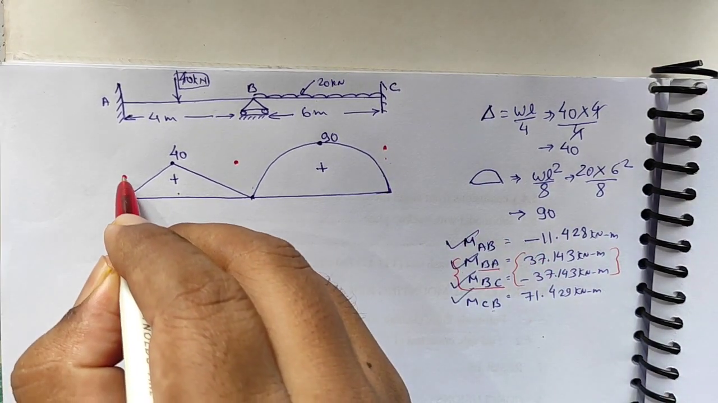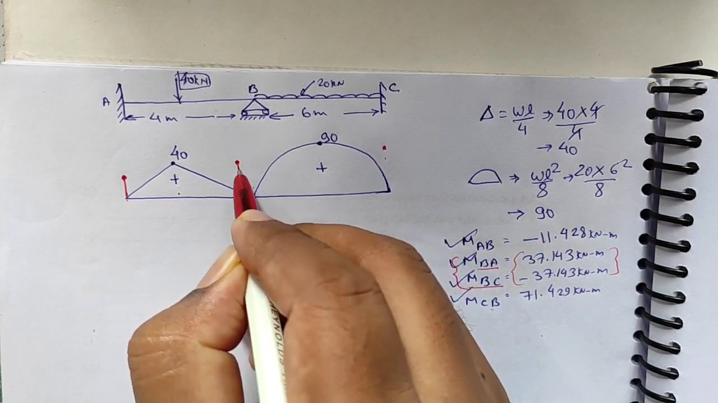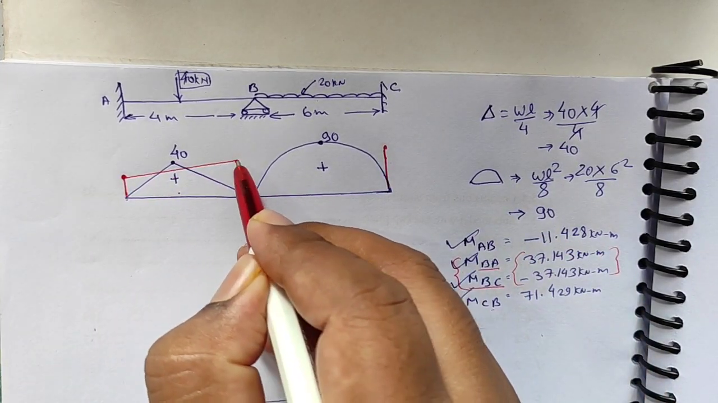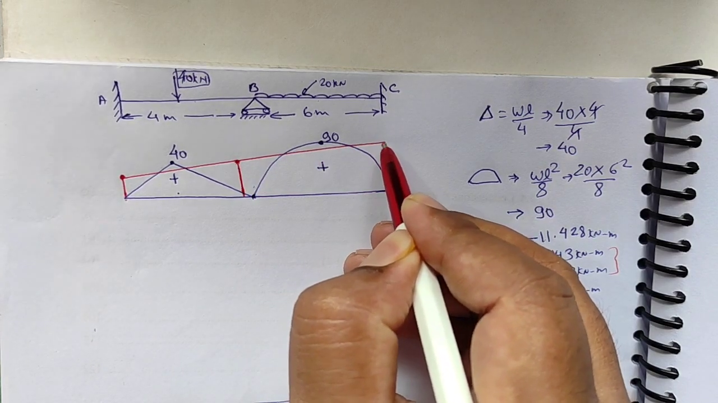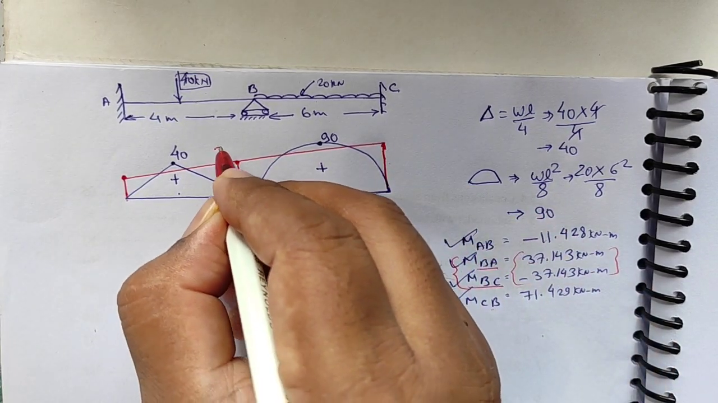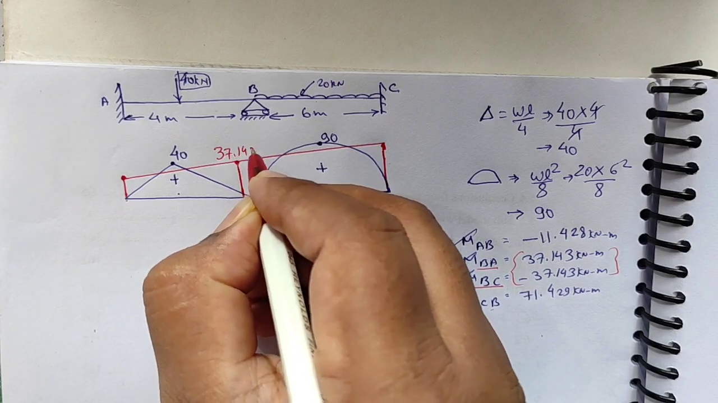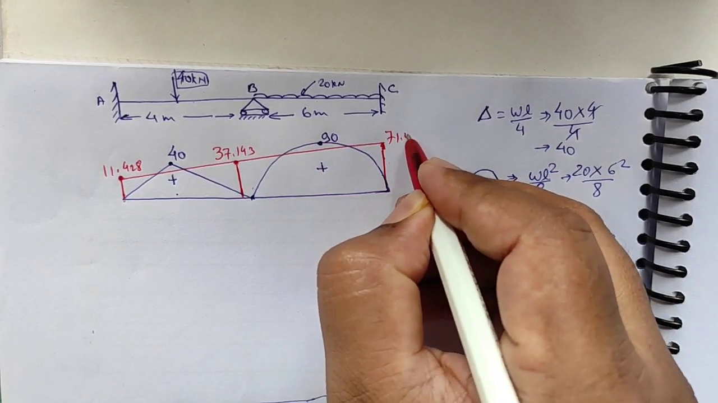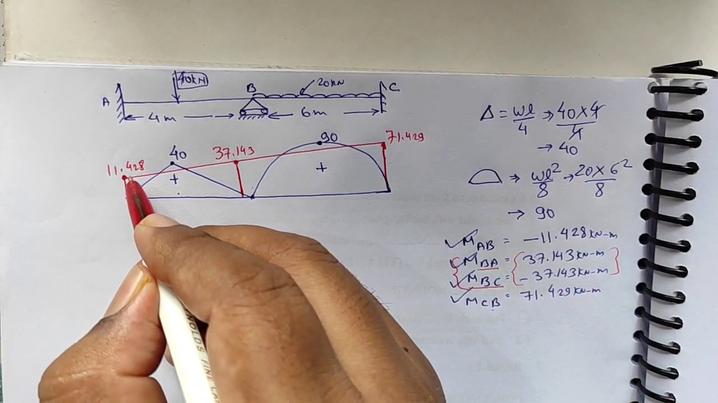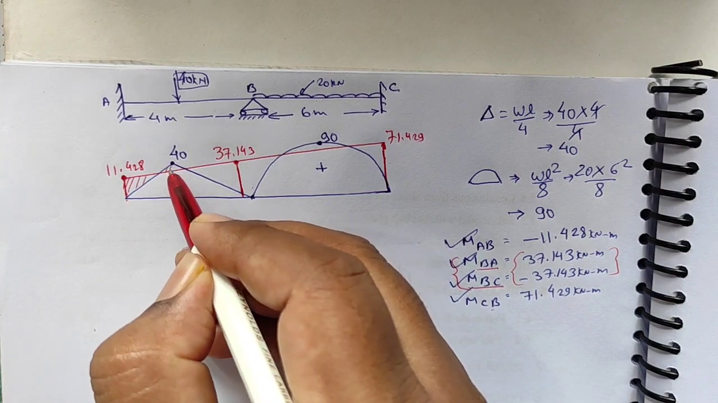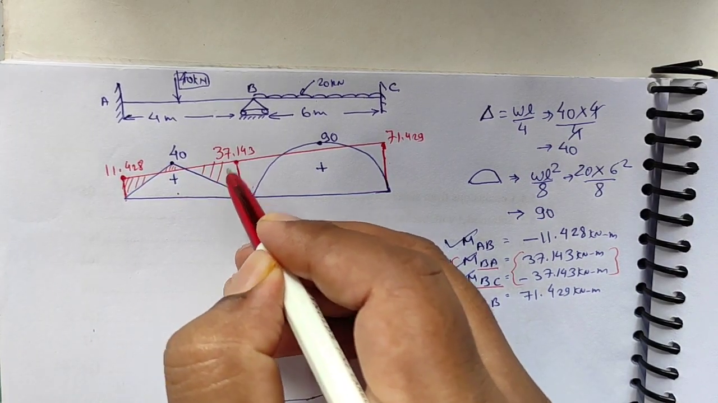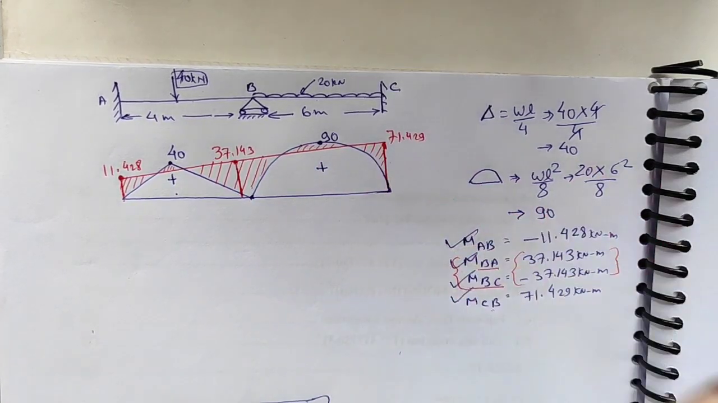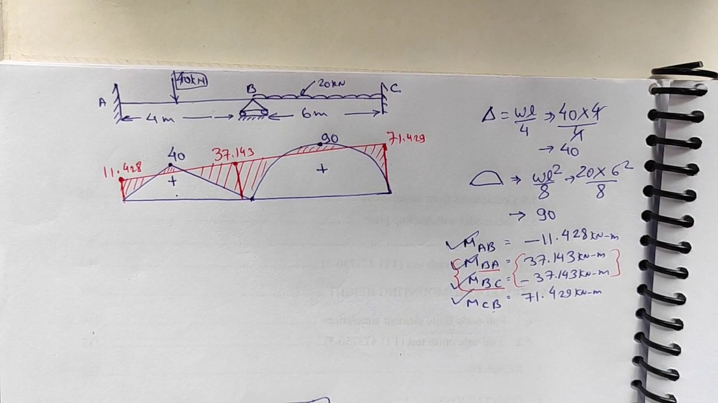I will join all the points vertically downward and I will join all the points with a single stroke line. I can label it as 37.143, 11.428 and 71.429. Now the areas which are free will be left with me as the final bending moment. So this will be my final bending moment diagram.